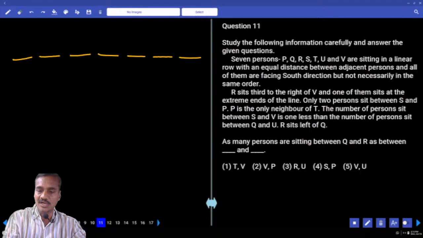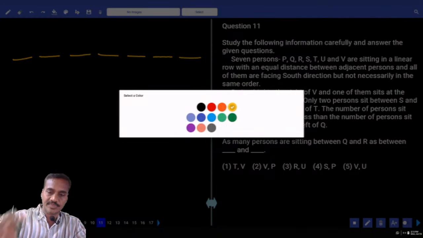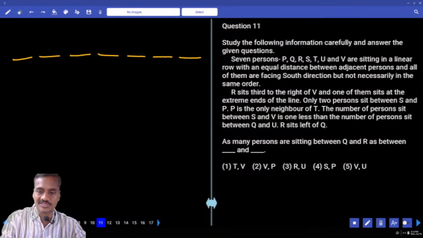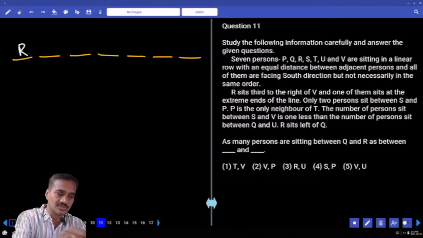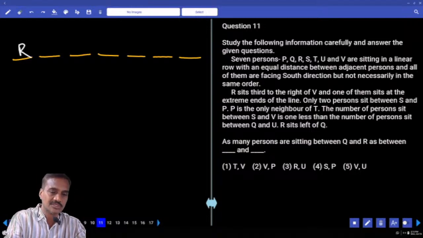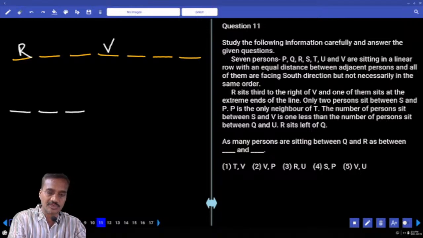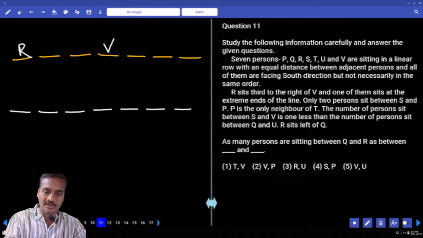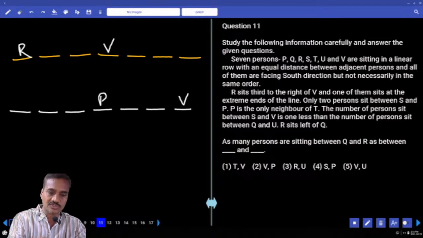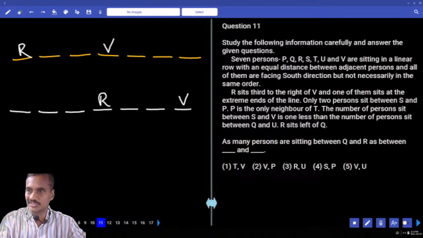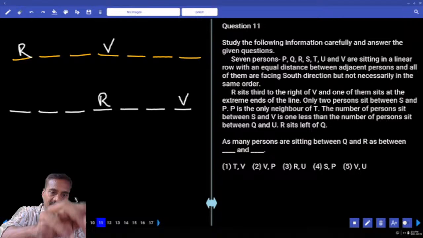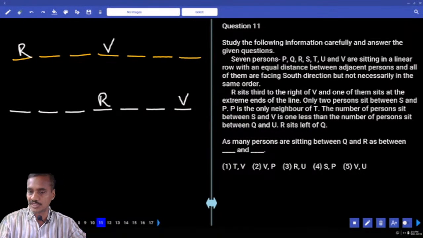R sits third to the right of V, and one of them sits at the extreme end. We can have R at this place. Now third to the right of V, V is here, one possible. And in the next possibility, 4, 5, 6, 7. Now if V is here, R sits third to the right of V. One of them is at one of the ends.